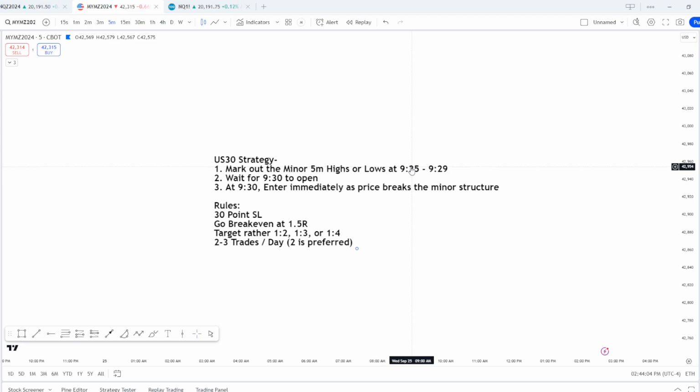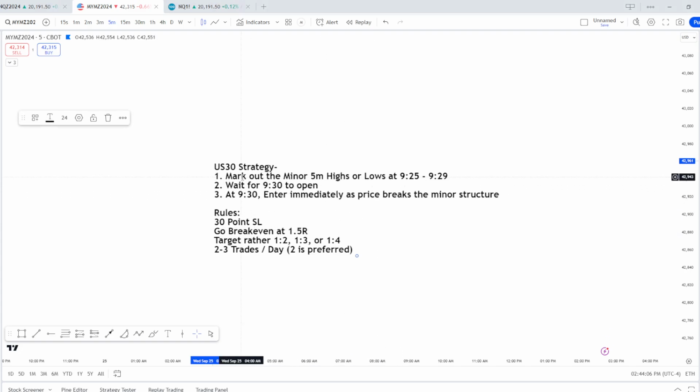So what you're essentially doing is you will mark out the minor 5-minute highs or lows just before 9:30, and then as 9:30 opens, you want to enter immediately as price breaks either side of the minor structure. So if you have structure set up for sells, you will enter as soon as price breaks that line. If you have structure for buys, you will enter as soon as price breaks that line. So same thing for both sides. You just enter as soon as it breaks.